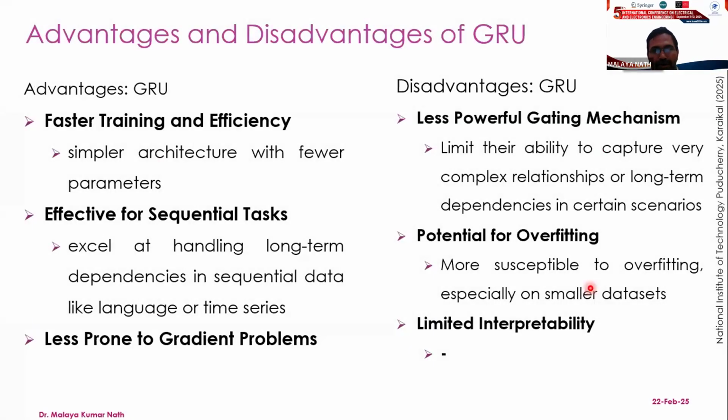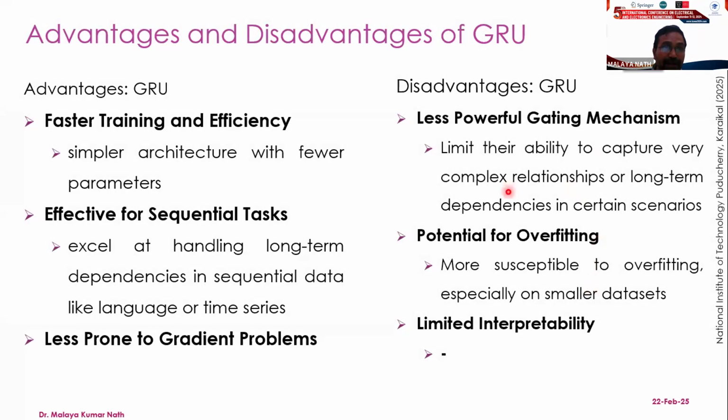Now let us look into what we have discussed today. We have discussed the limitations of the recurrent neural network and how these limitations can be addressed with the help of the LSTM. We have discussed the limitations of the LSTM and how this can be addressed by the gated recurrent unit. Now we'll look into the advantages and disadvantages of a gated recurrent unit.